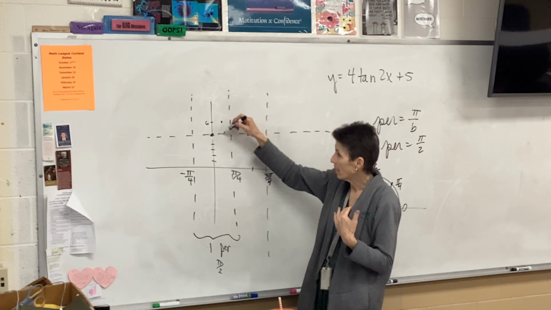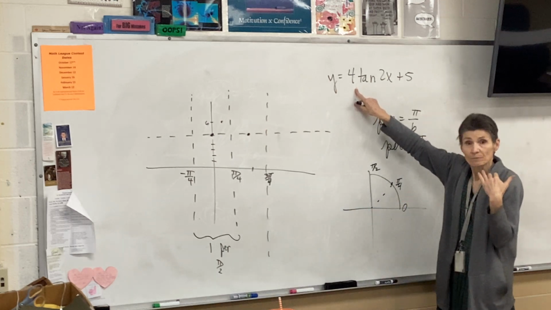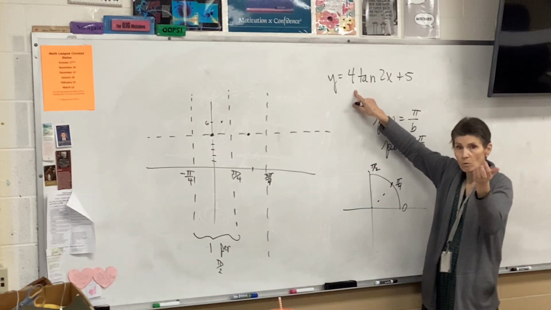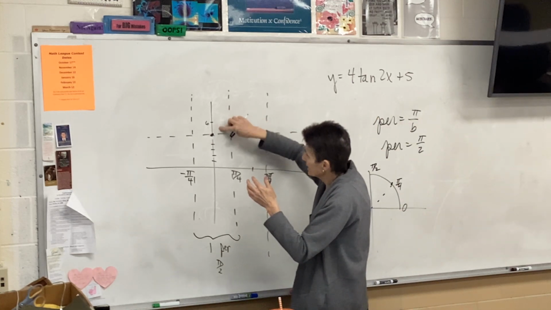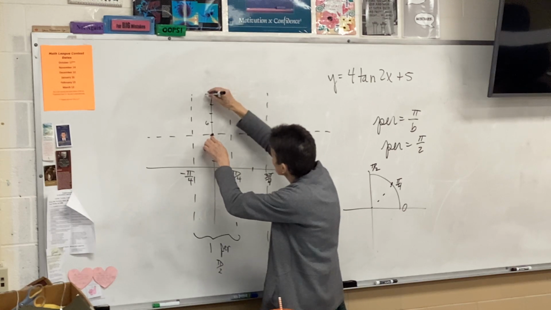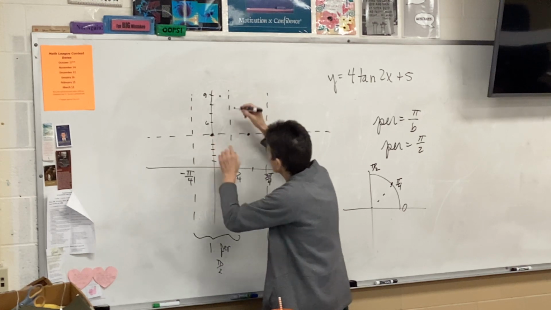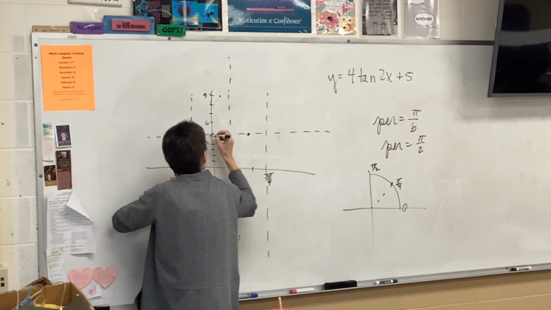Okay, so it should be up 1. Well, look what we've done. We've times that by 4. So this point, instead of being up 1, it's going to be up 4. So it's up here now at 9. So this curve is very steep.